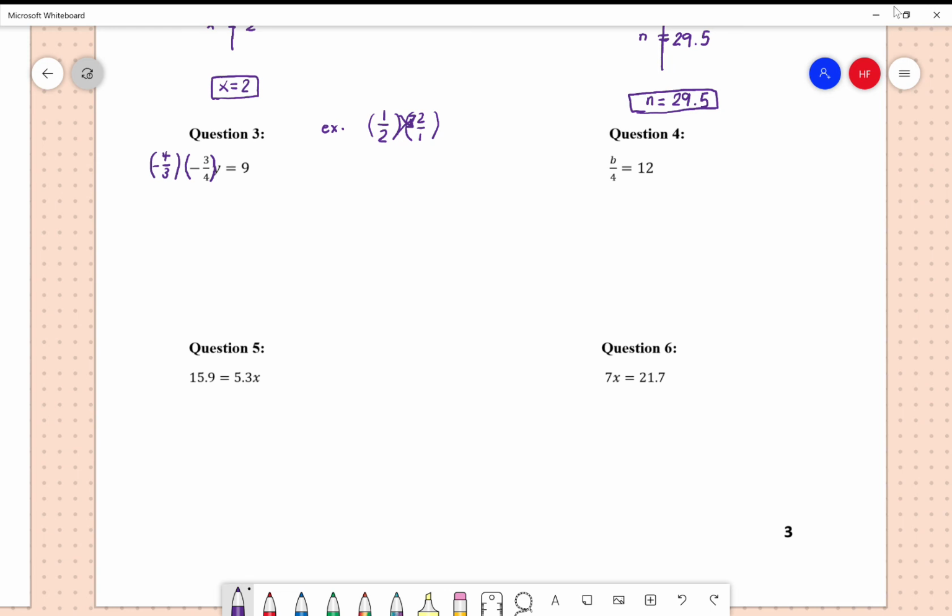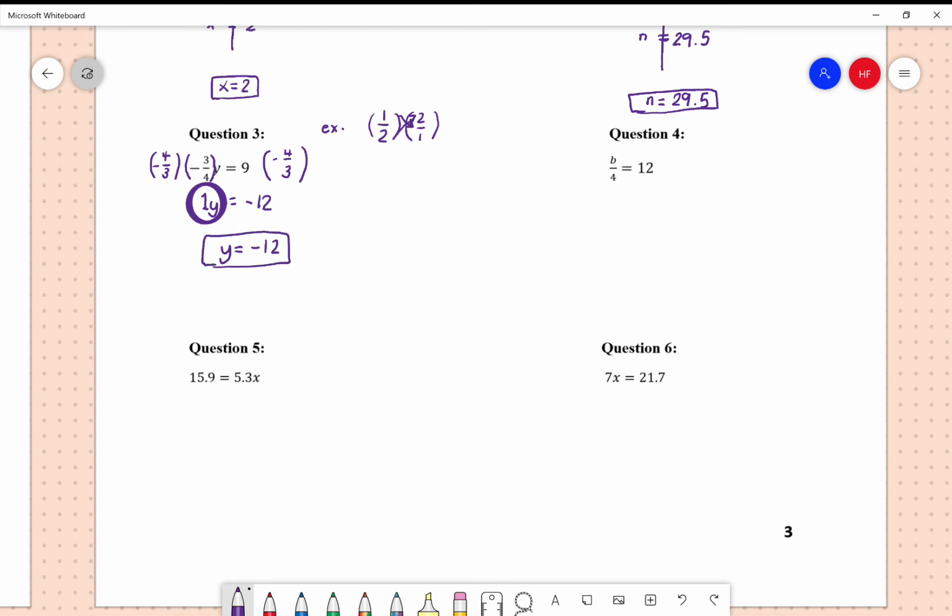That gives me 1y is equal to, I got to do the same thing on this side. I'm going to multiply by negative 4/3. So 9 times negative 4/3, get negative 12. We don't write our answers as 1y or 1x. So this is just y is equal to negative 12.